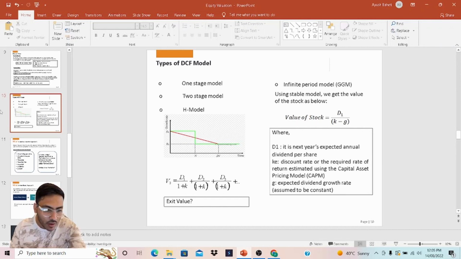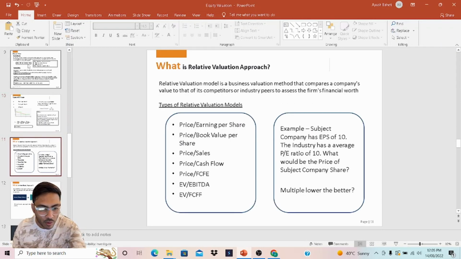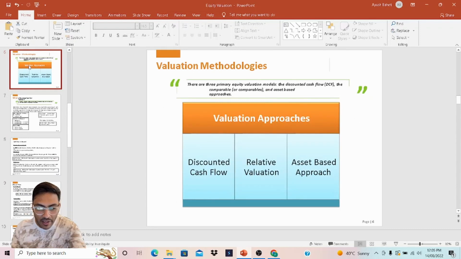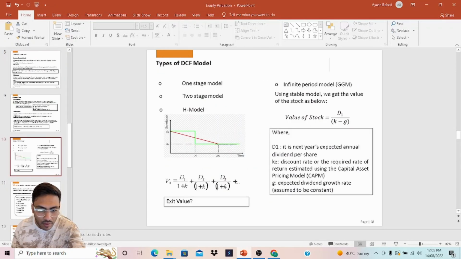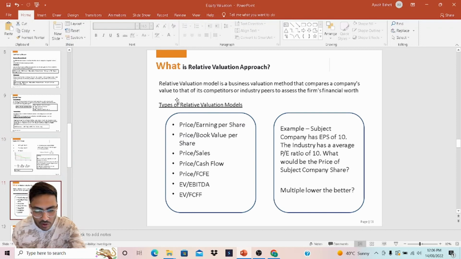I'm not covering it here. Okay, now moving forward, the relative valuation approach. So when we started, we discussed the DCF, and now we are discussing the relative valuation approach. So what is relative valuation approach? A relative valuation model is a business valuation model that compares a company's value to that of its competitors or industry peers to assess the firm's financial worth. Now, let's say you are running a tech business and you are interested in knowing your worth. So what you could do is look for similar companies operating within the tech industry.